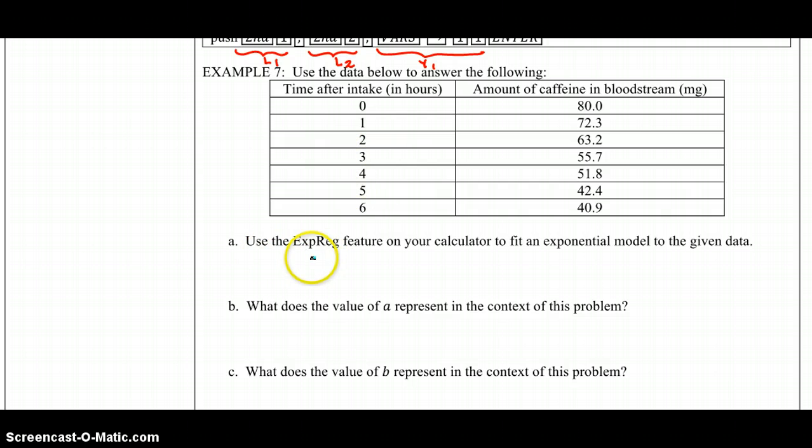So you want to use the exponential regression feature on your calculator to fit an exponential model to the given data. For an exponential model, what should come to mind is f of x equals a times b to the x, where a is the place where it crosses the y-axis, and b is our base multiplier when we were looking at the outputs in the table. So if we want to use the regression feature, the first thing we're going to do is put this data in L1 and L2.